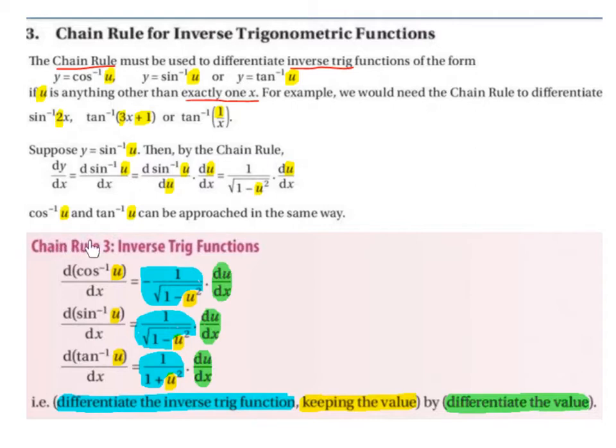So chain rule 3 is our inverse trig functions. So d cos inverse u dx is equal to minus 1 over root 1 minus u squared times du dx. And d sine inverse u dx is equal to 1 over root 1 minus u squared times du dx. And d tan inverse u dx is equal to 1 over 1 plus u squared times du dx. That is, differentiate the inverse trig function, keep the value, and multiply that by the derivative of the value.